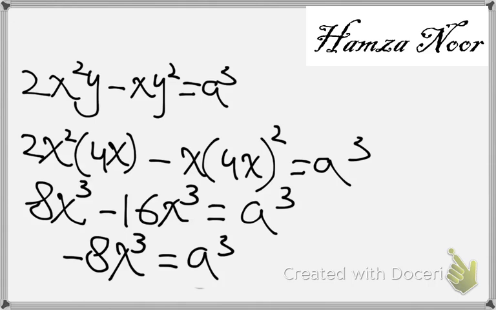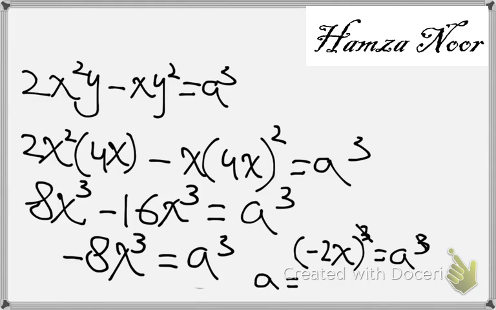So −8x³ can also be written as (−2x)³. This would be equal to a³. Cubed and cubed are cancelled, so a is equal to −2x. Okay, so you have obtained it in terms of a.